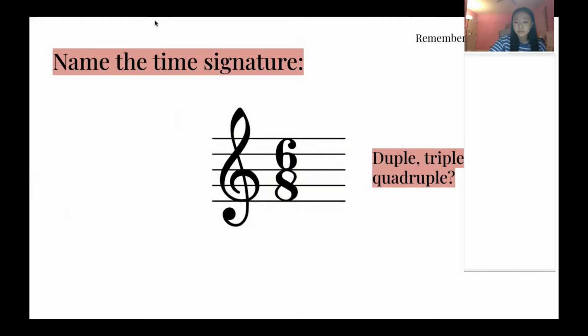Triple. Very close. This one is really easy to get wrong or get confused because 6 is divisible by 2 and 3. But remember that whether it's duple, triple, or quadruple, you divide the top number by 3. So what is 6 divided by 3?